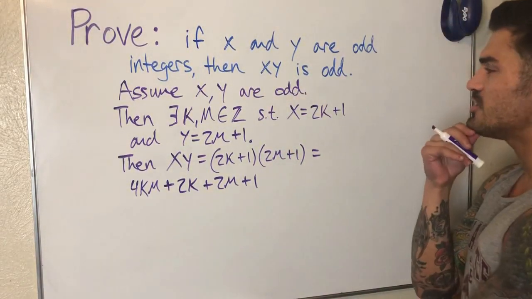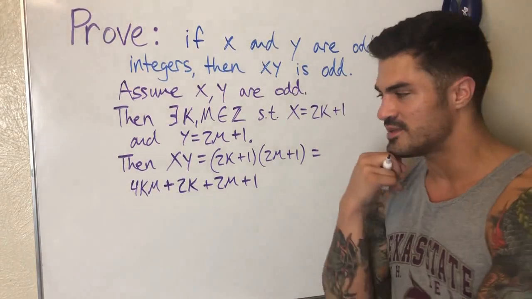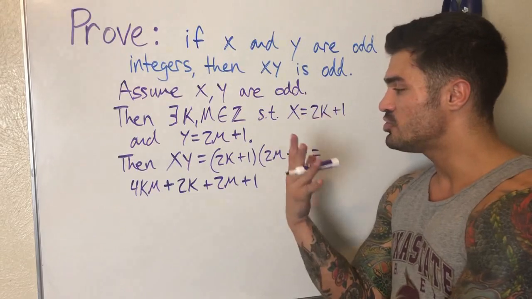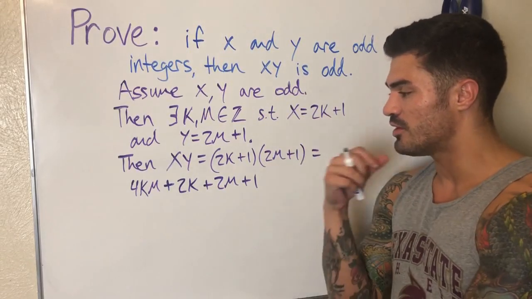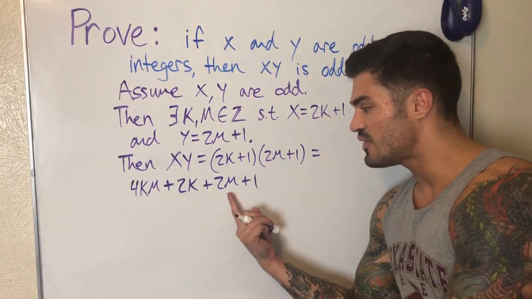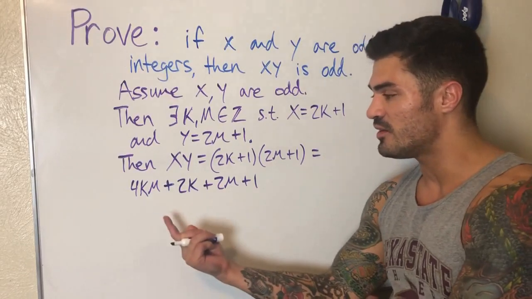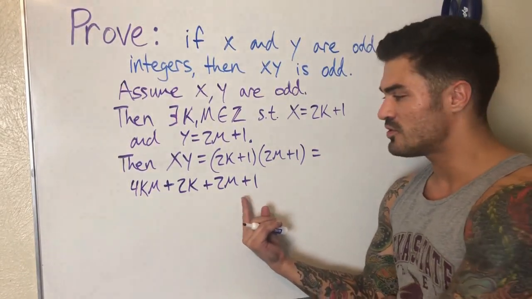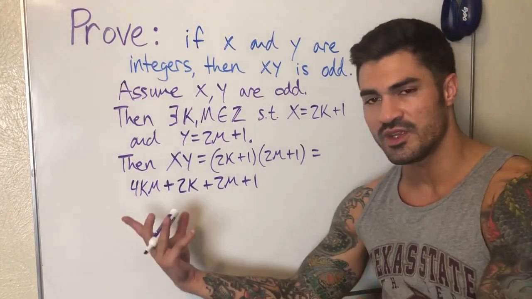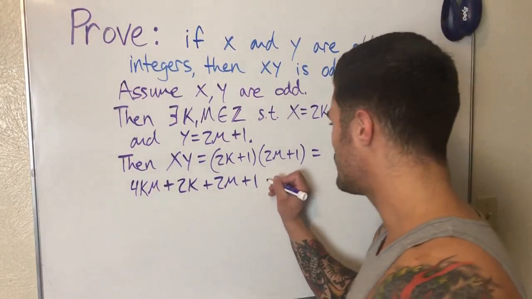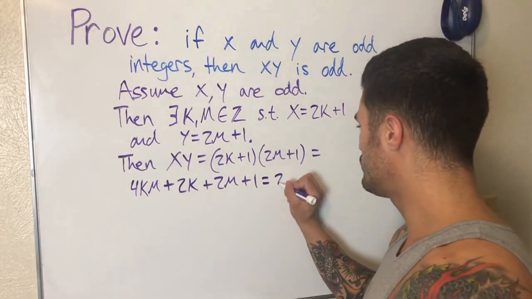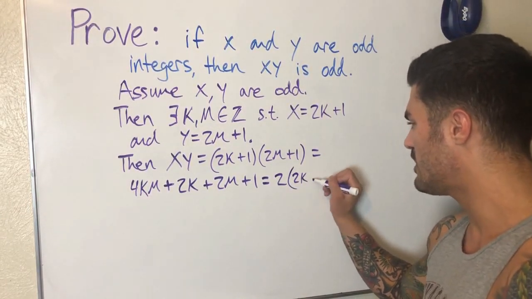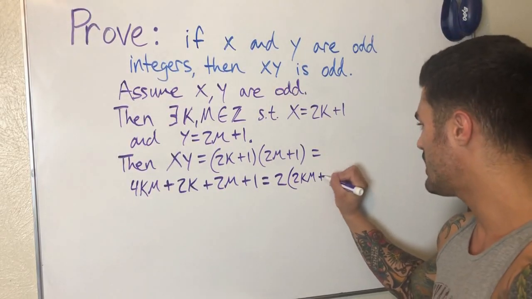Let's see. I'm trying to show that x times y is odd. I'm trying to show it as 2 times an integer plus 1. I think I can actually factor out 2's from here. The first thing I noticed is the plus 1 here. So I was feeling like I was on the right track, but since I have 2's in all of these, I think I really am on the right track. I can say this equals 2 times, what would I have left once I take the 2 out? 2km from here, plus k plus m.